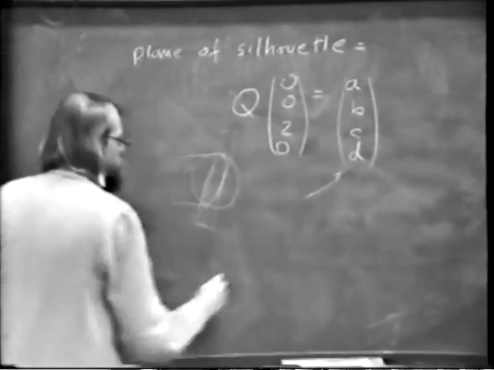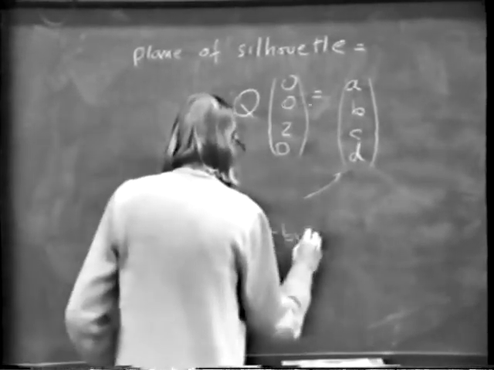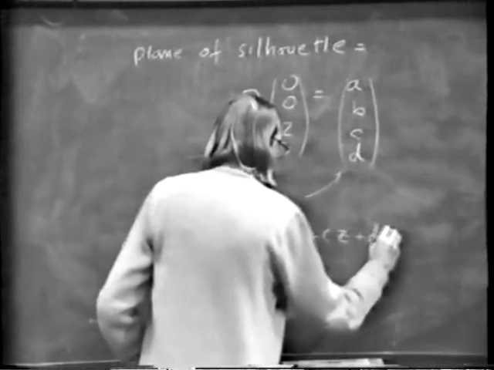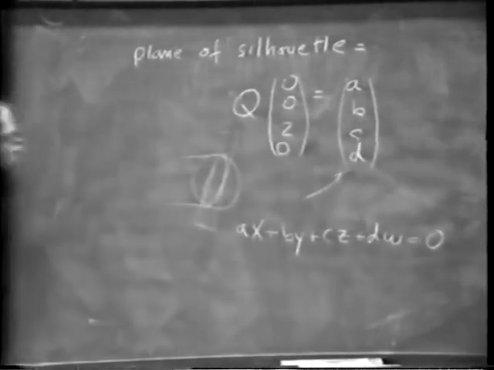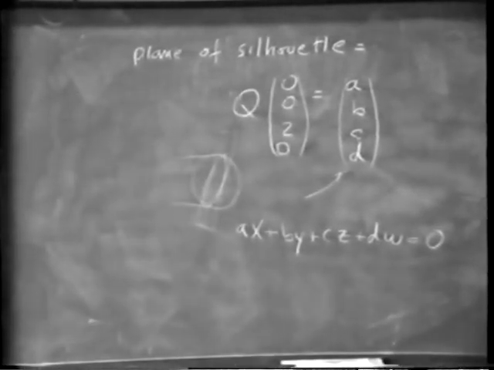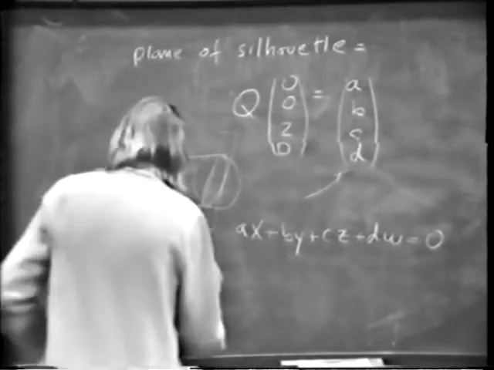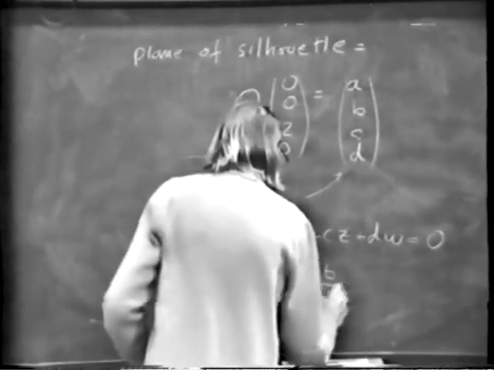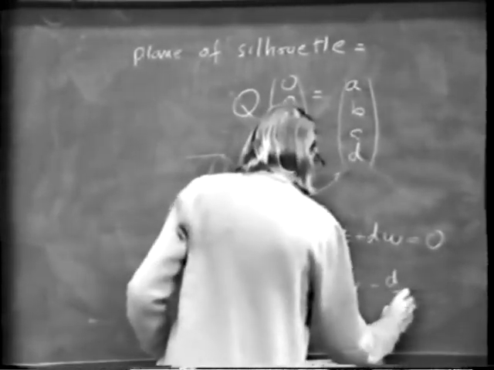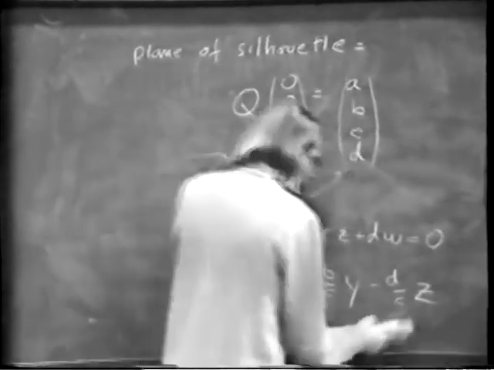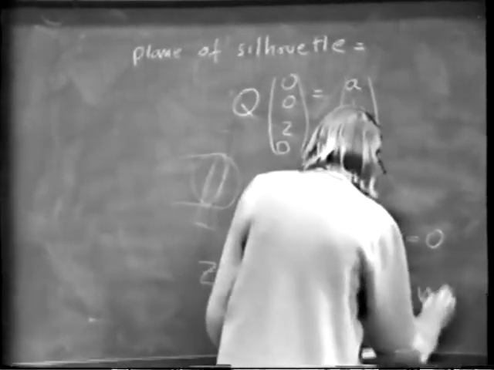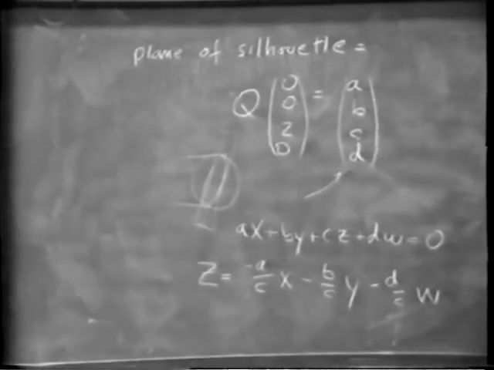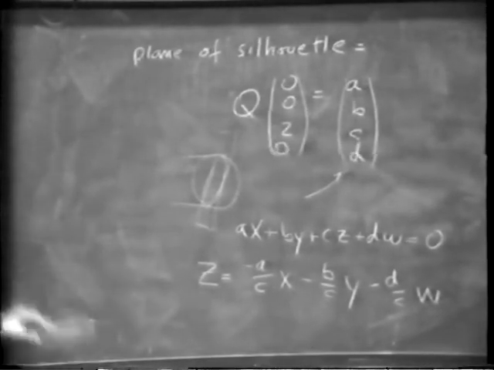Let's write down the equation this represents: ax plus by plus cz plus dw equals 0. What we want to get rid of is z. We're just projecting this thing on the screen. So let's solve this thing for z. Z is now no longer a free variable if we're assuming that it lies in this plane. Given x and y, we can solve for z.